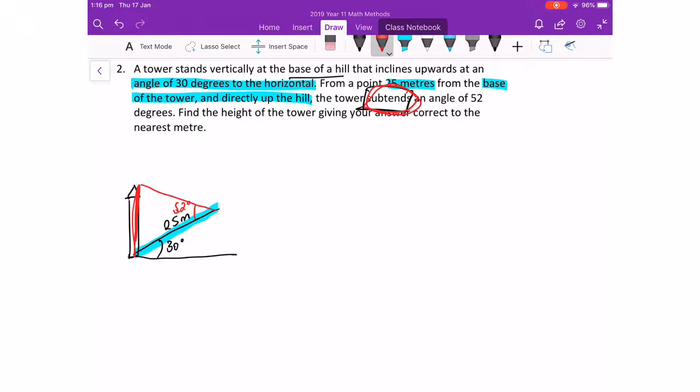Okay. So now we need to find the height of the tower, giving your answer corrected to the nearest meter. So you're trying to find this side. All right. So you might be like, well, okay, how am I meant to know if I need to use the sine or cosine rule or whatever rules?